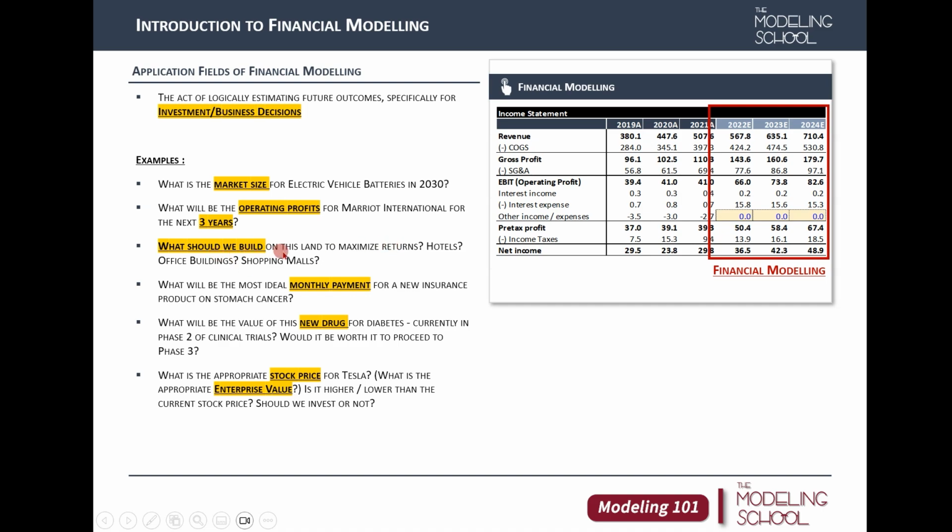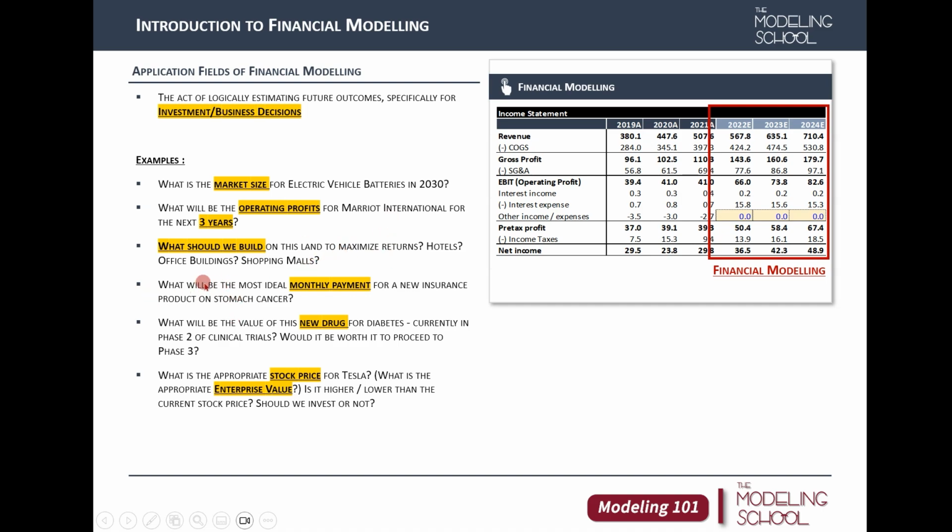What should we build on this land? If there's a given land, what do we want to build? Should we build a hotel? Should we build office buildings? Should we build a shopping mall? Should we build a combination of these three? And if we do, what are the returns going to be like? So we focus on these kinds of decision-making processes in real estate modeling.